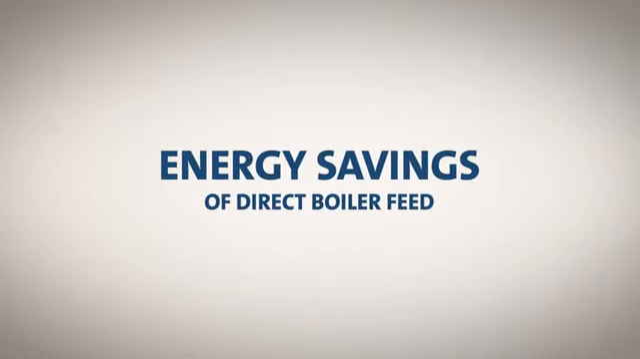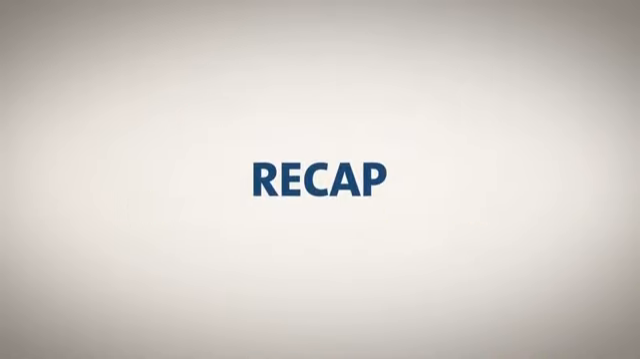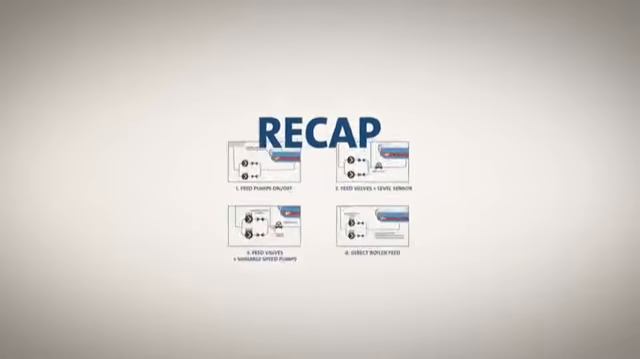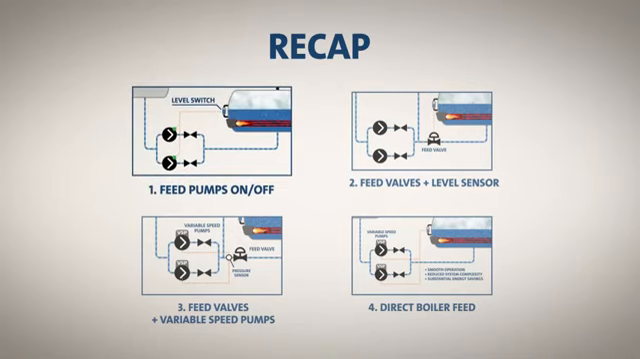Overall, the energy savings of direct boiler feed are equal to the cost of a new, expensive feed valve, including maintenance every year. So, to recap, there are 4 main control strategies to regulate the water level in a steam boiler. The on-off strategy is inexpensive, but reduces both system lifetime and the quality of the steam production.